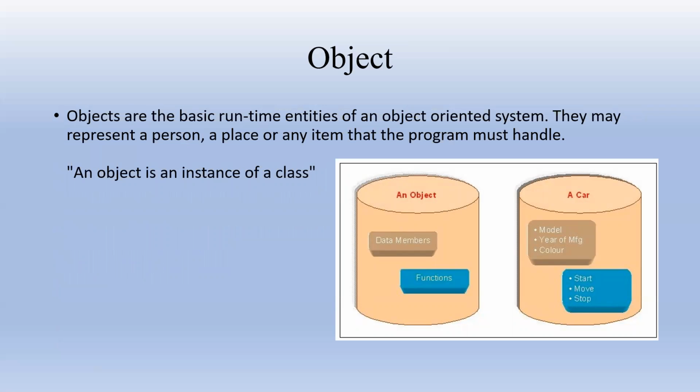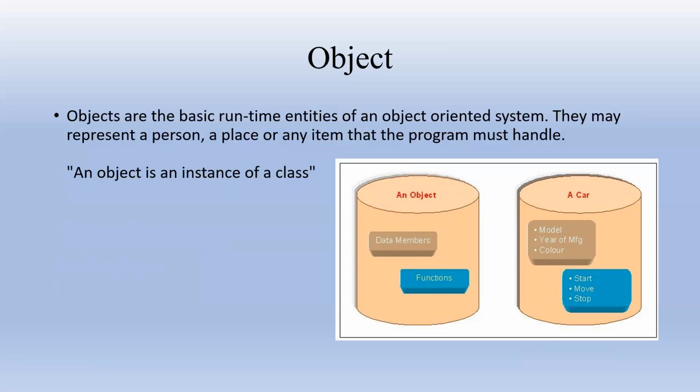Next is object. Objects are basically used to access those features which are there inside a class. These are created at runtime. When you run the application and you're trying to access a function or a field or a property of a class, objects are used for that. They represent basically a person, place, or any item that the program must handle. So we say that an object is an instance of a class.